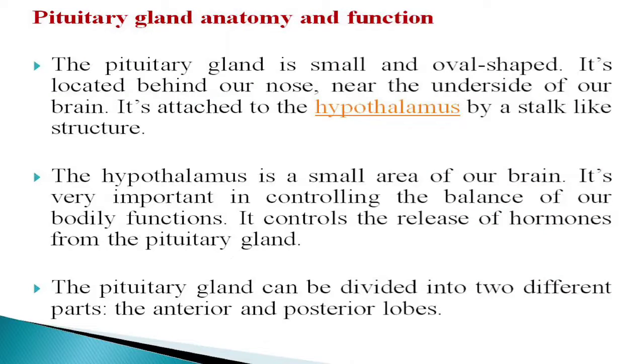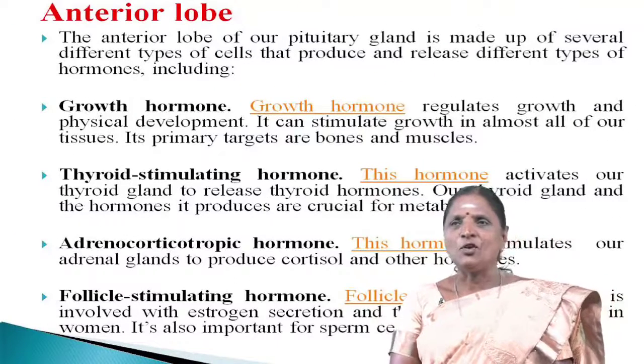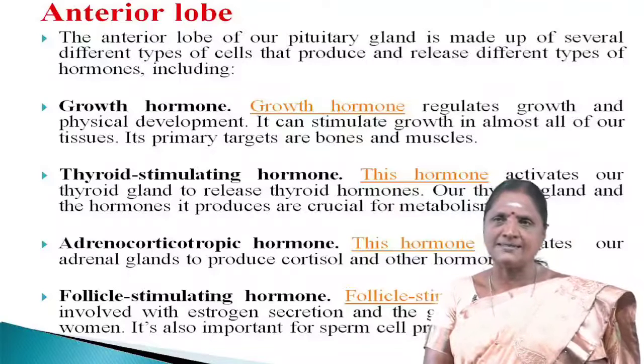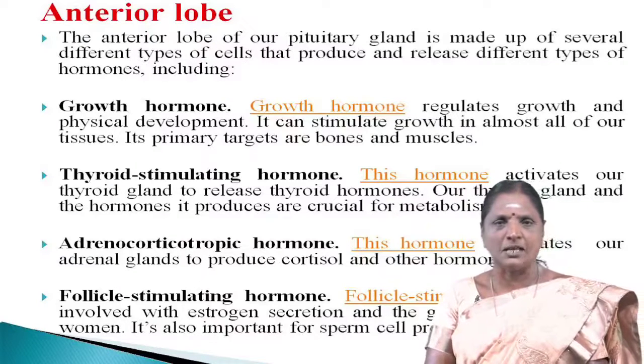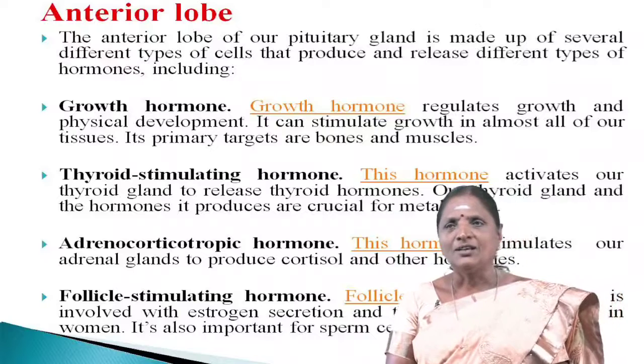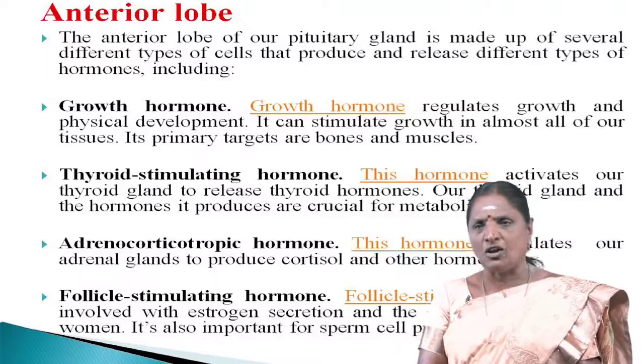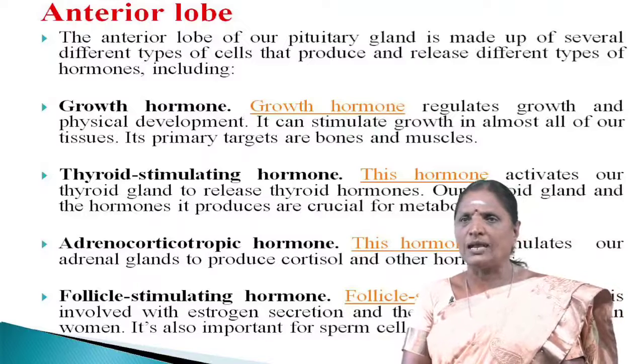The pituitary gland can be divided into two different parts, anterior and posterior lobes. Anterior lobe. The anterior lobe of our pituitary gland is made up of several different types of cells that produce and release different types of hormones, including growth hormone, thyroid stimulating hormone, adrenocorticotropic hormone, follicle stimulating hormone and so on.